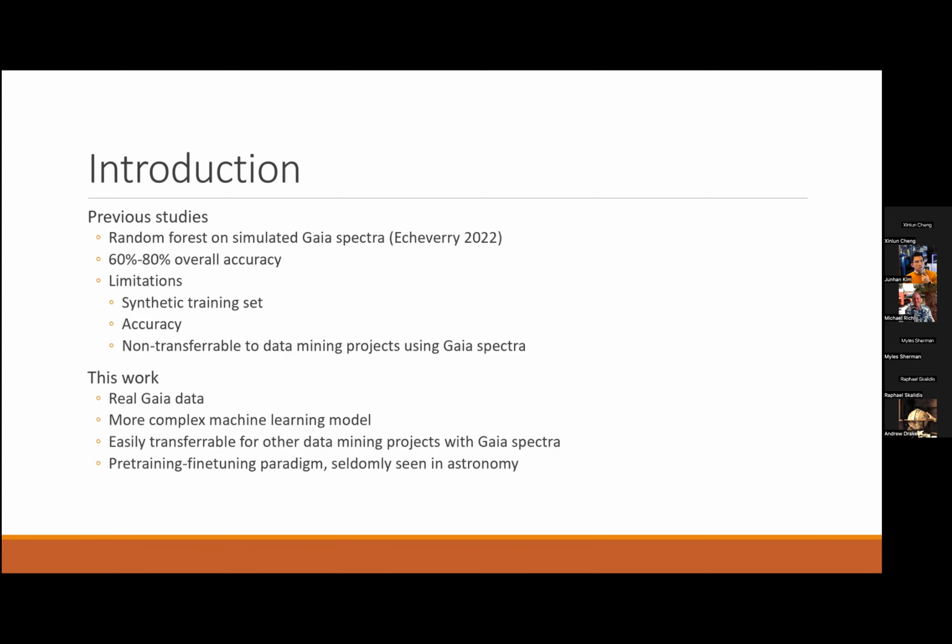All right, so in this work, we use a real Gaia data set, and we propose a much more complex machine learning model. We're trying to build our architecture to be more easily transferable to other data mining projects with Gaia spectra. And we finally settled on using the pre-training fine-tuning paradigm. And this paradigm was seldom seen in astronomy.